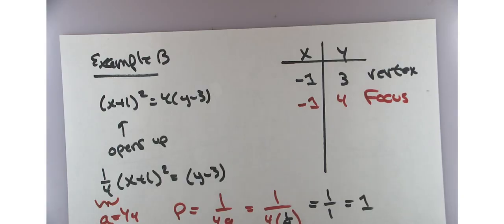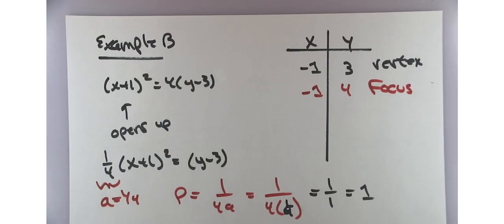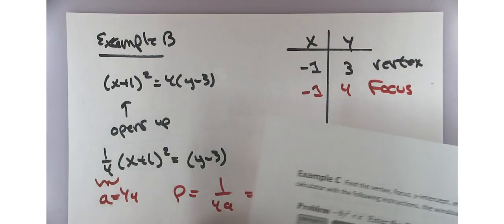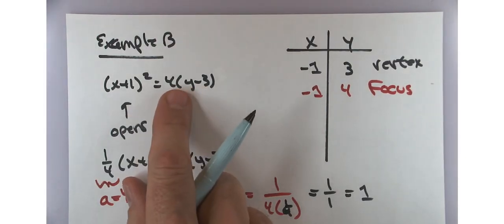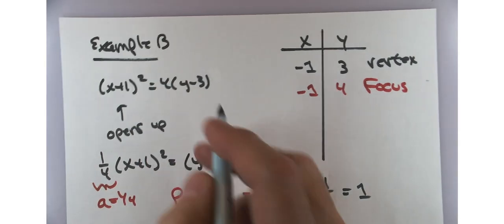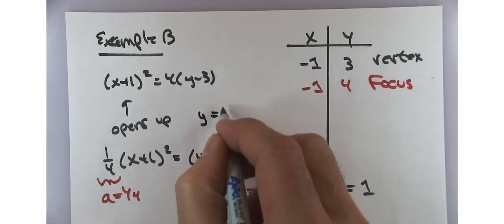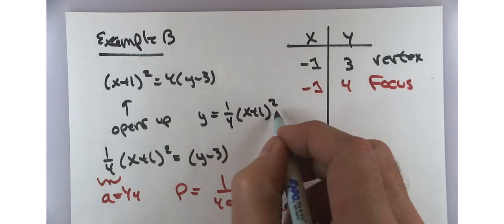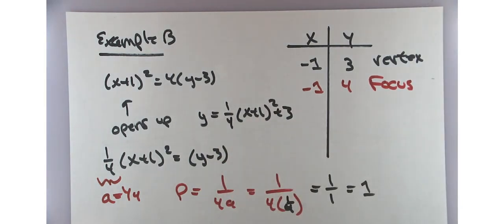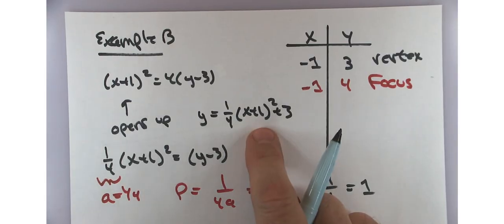Now, one of the problems that you're going to run into with working with some of these things is that on your graphing calculator, you're kind of limited on what you can do in terms of being able to graph things because you have to have y solved for. So in this case, I'd have to rewrite this as y equals 1/4 times (x plus 1) squared, and then it'd be a plus 3. That's how you could graph this.